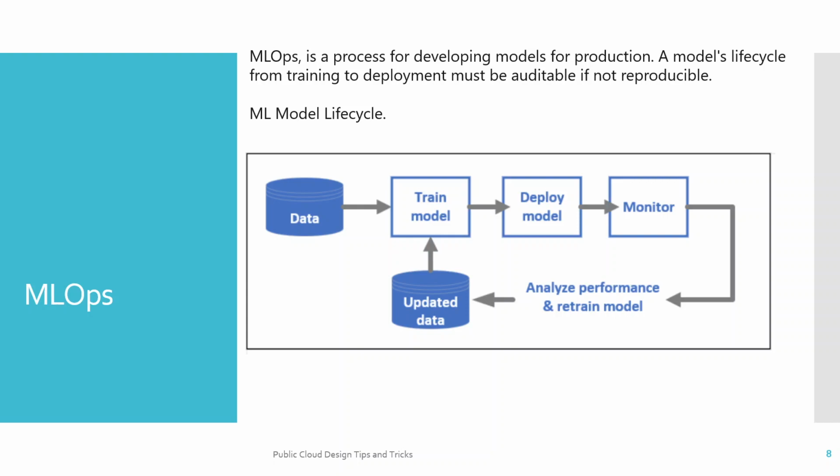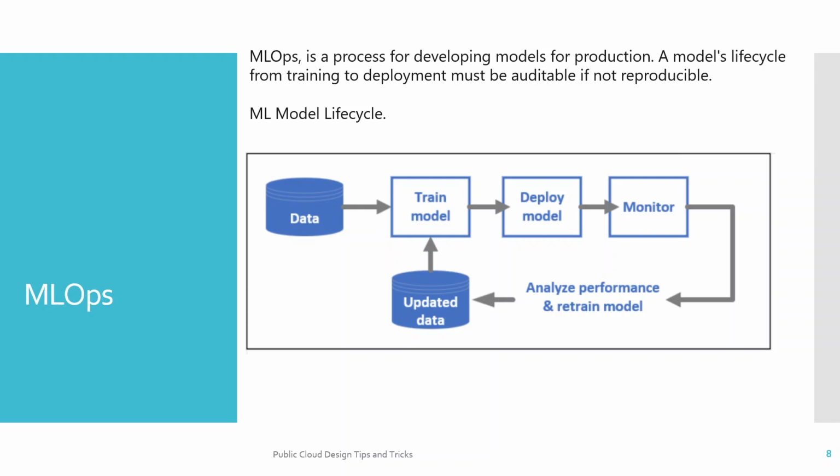Okay, so we have already discussed the life cycle of ML, and MLOps is a process for developing models for production. So all the necessary things that you have to do to productionize it, that is MLOps, and a model's life cycle from training to deployment must be auditable, if not reproducible.